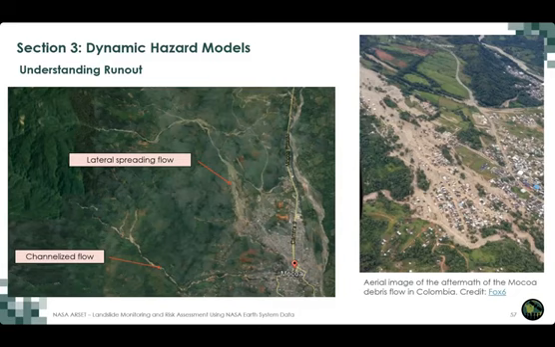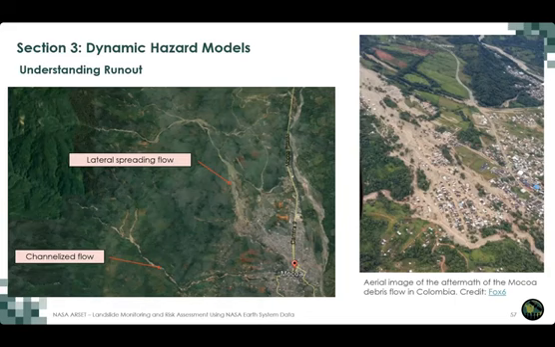Here's an image from Colombia, where unfortunately a very large debris flow impacted the town of Mocoa. The left-hand side figure here is a Google Earth image of Mocoa, and you can see that the lateral spreading flow that's flagged is what we see in the aerial photography. But there's also what's referred to as channelized flow, where landslide material ended up in the river channel and flowed downstream. And that can also lead to downstream impacts as well.